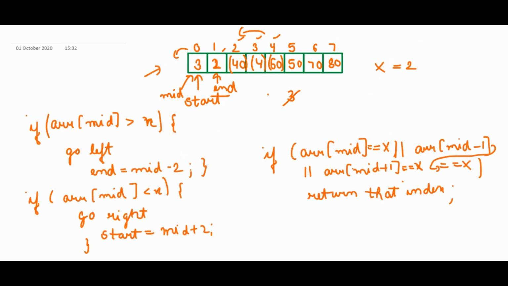Okay, we have to follow this algorithm, which is if array of mid is greater than x, we have to go left, right? If 4 is greater than 2, that means we have to go left because smaller elements will be on the left side. That means we have to make end equal to mid minus 2. If array of mid is less than x, we have to go right. So in that case, we have to make our start equal to mid plus 2. Otherwise, if array of mid is equal to x, we have to return mid. If array of mid minus 1 is equal to x, we have to return mid minus 1. If array of mid plus 1 is equal to x, we have to return mid plus 1, because we have to return the index, right?